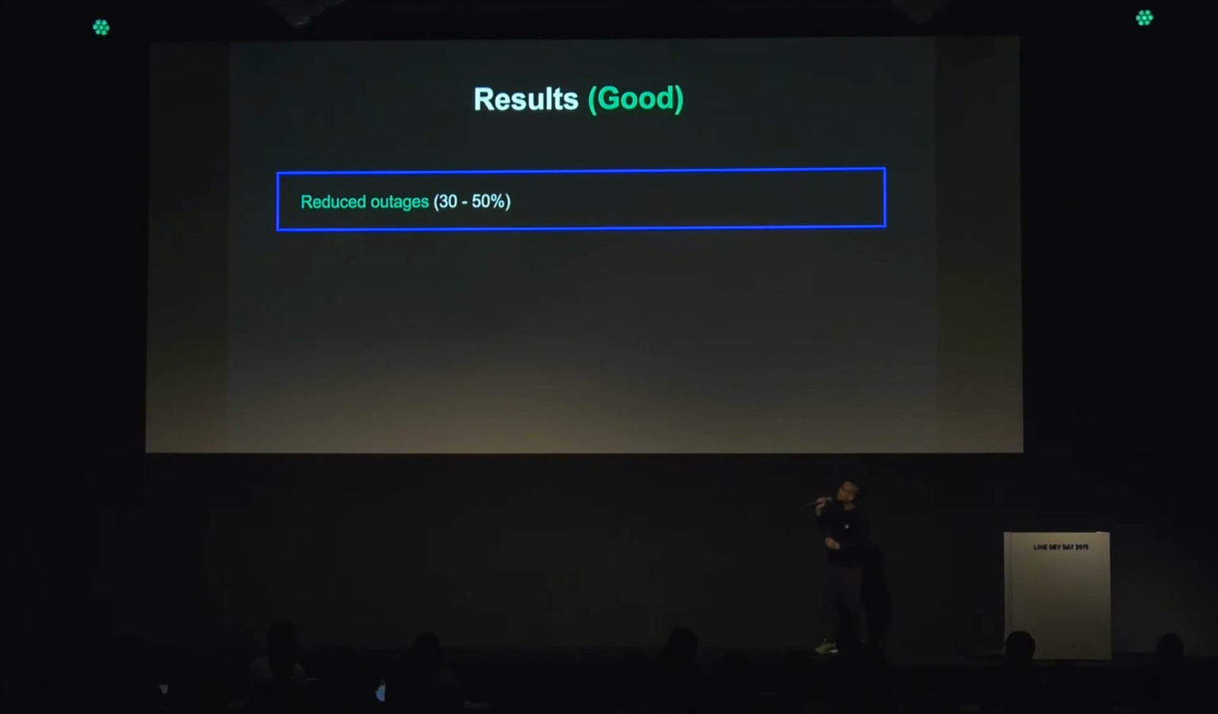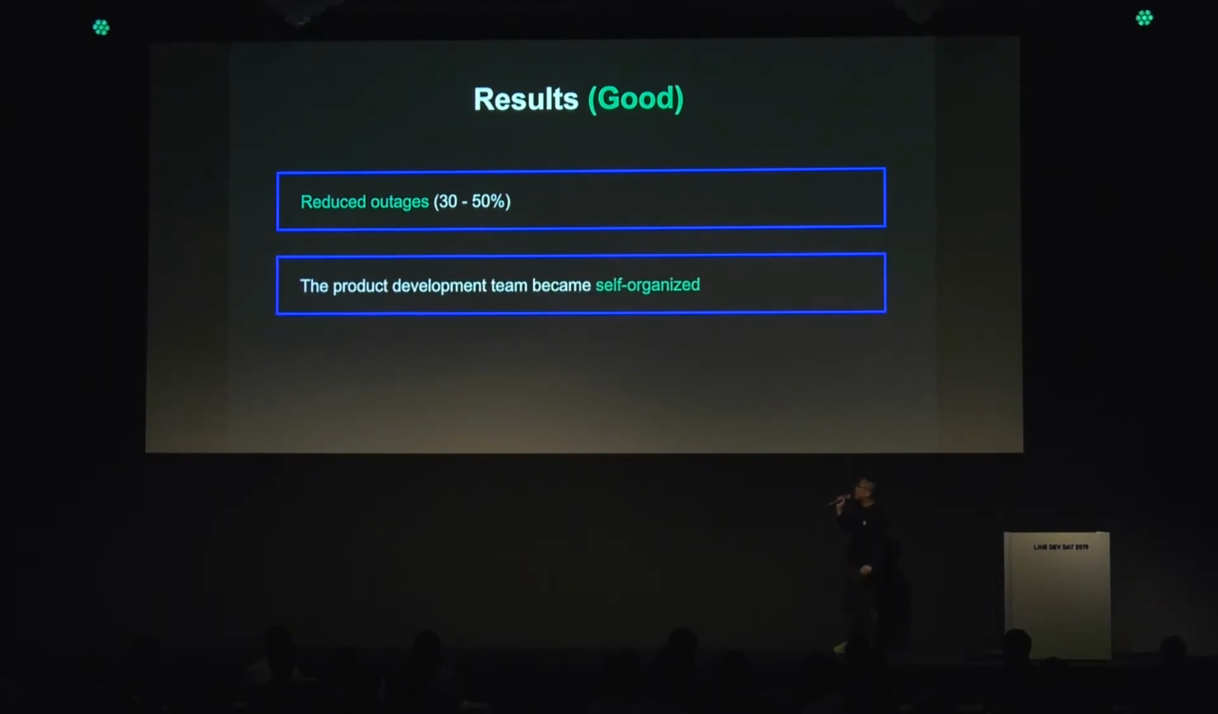What were the results? Let's look at the results. The outages in production reduced drastically. Depending on calculation methods, depending on where you measure, however, the outages went down by 30 to 50%. And this team, we taught them and went through the pain together. And at the end of the day, they became self-organized. They could find the problem and find the solution by themselves and implement the solution and come up with the next action. So they became a self-organized team.